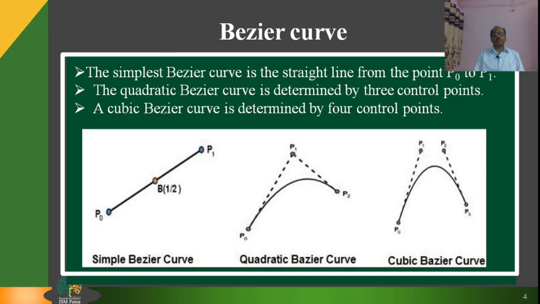The simplest Bezier curve is the straight line from the point P0 to P1. As you are seeing in the figure, there are three figures on the screen. The first one is of the simple Bezier curve. The second is the quadratic Bezier curve. The quadratic Bezier curve is determined by 3 control points, whereas the cubic Bezier curve is determined by 4 control points. All these 3 are appearing on the screen.